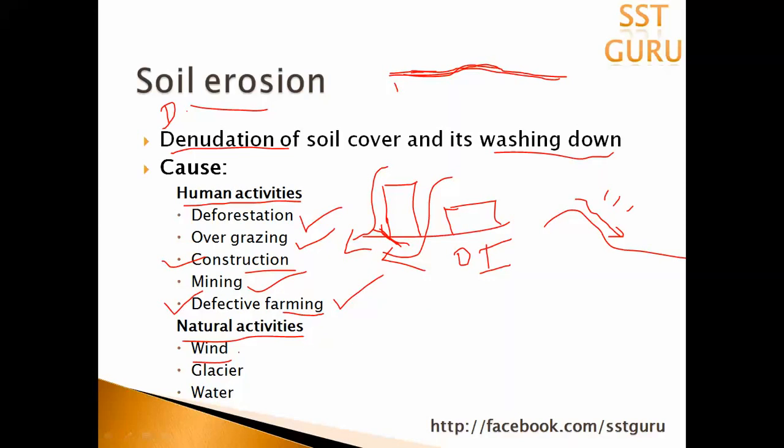Okay, so wind erosion occurs. The soil is transported from one place to another, from place A to place B by wind. The soil flies, literally the soil flies from place A to place B. So it is known as wind erosion.